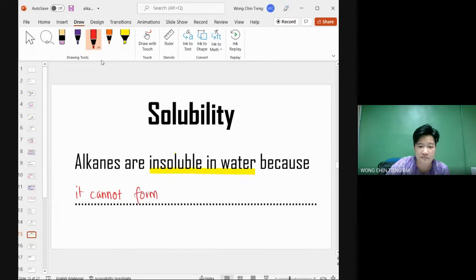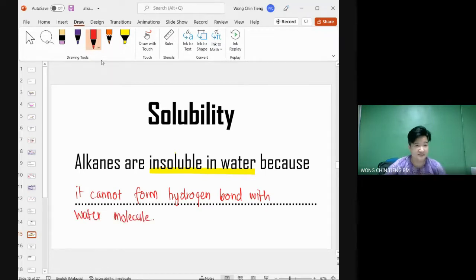It cannot form hydrogen bond with water molecule. Anything that I say is insoluble after this, if we come across anything that I say is insoluble in water, the reason is only one: because it cannot form hydrogen bond with water molecule. That's why it will not dissolve. Okay? So always remember, your alkane over here will always be insoluble in water no matter how many carbon. 1 carbon all the way up to 10 carbon, it will not dissolve in water. It is only one reason because none of them can form hydrogen bond with water molecule. So they are all insoluble in water. Understand?